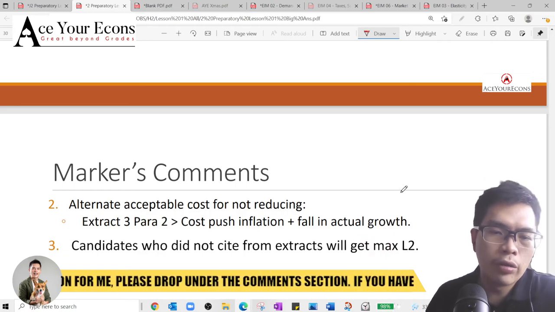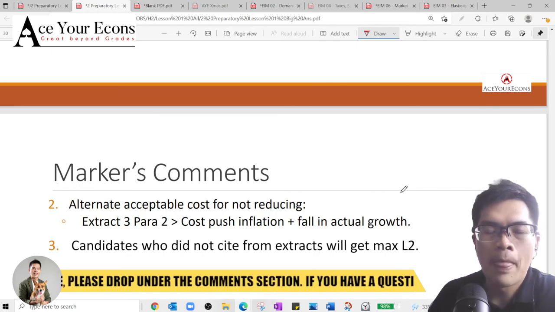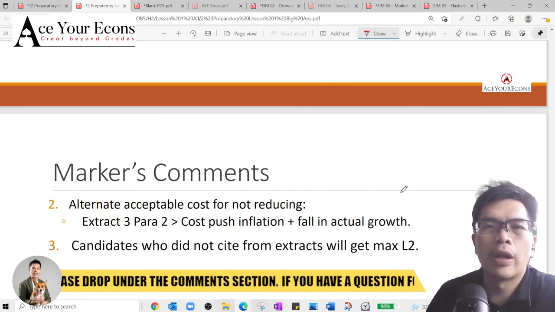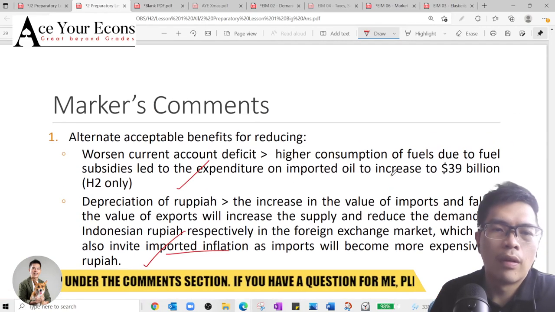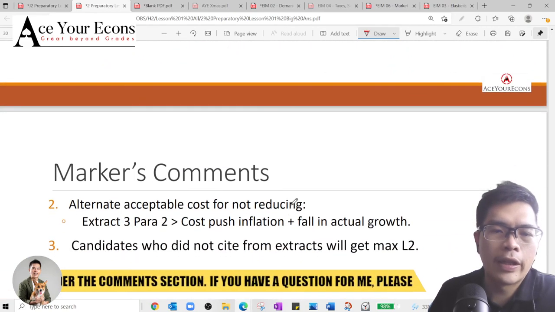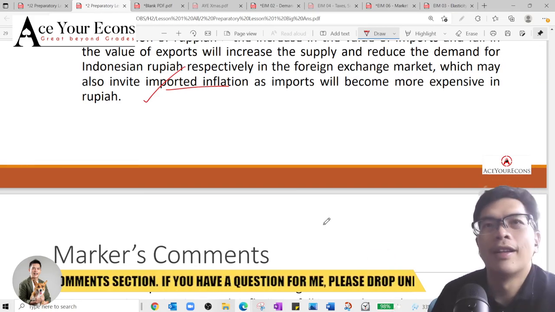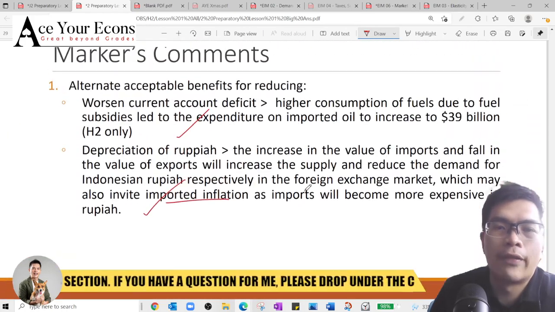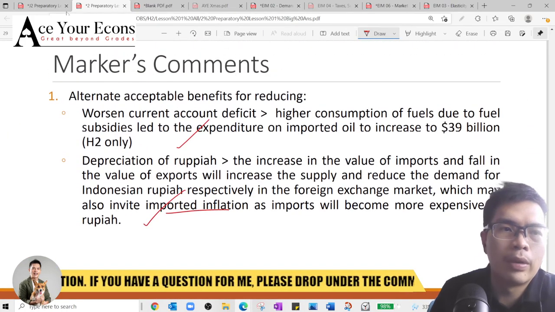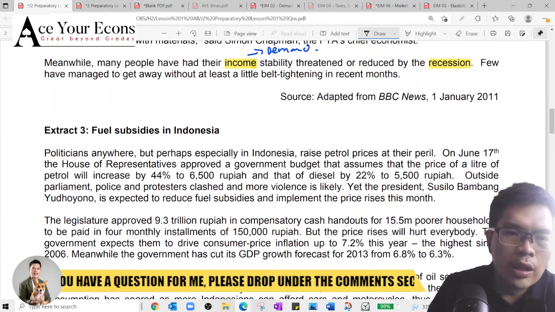So when you reduce fuel subsidy, this will result in cost push inflation, and this will result in a fall in actual growth. SRAS curve will shift up. So these two are the benefits, and this one is the cost. So I stashed all the macro points under the appendix, because we don't really need that. But you still can use that if you can cite them from the third paragraph, I believe. I'm using extract 3, I think. Yep, extract 3.